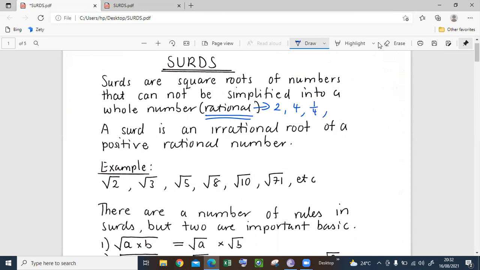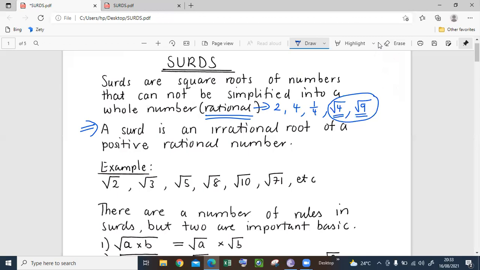But the most important part is that any square root of a square number turns out to be a rational number. So this is our main concern. Whenever we have a square root of a square number, that's a rational number. But we also know that a surd is an irrational root of a positive rational number.